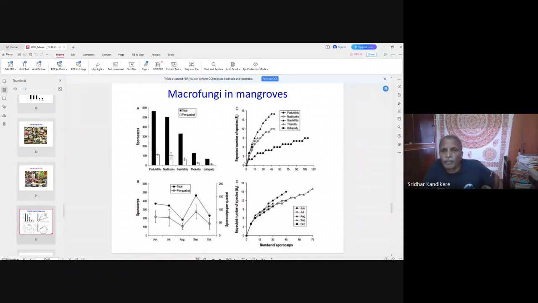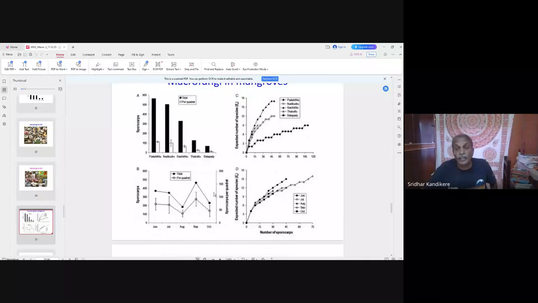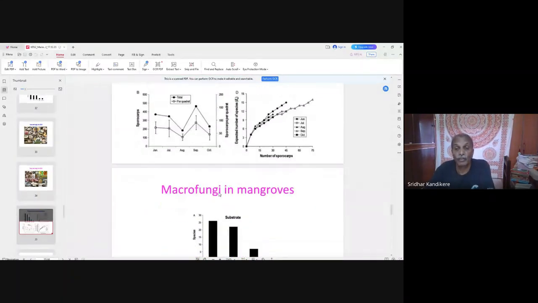Whereas this expected number of species is giving an idea that in this region it has given the highest count, but truncated around 40, that is sporocarps length. And whereas this is extended. In the month of June, we can find the highest number of sporocarps. And in the month of September, it has extended further like that. This is the pattern of macrofungi found there.